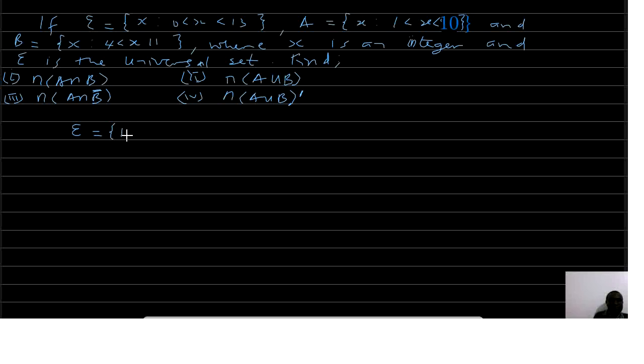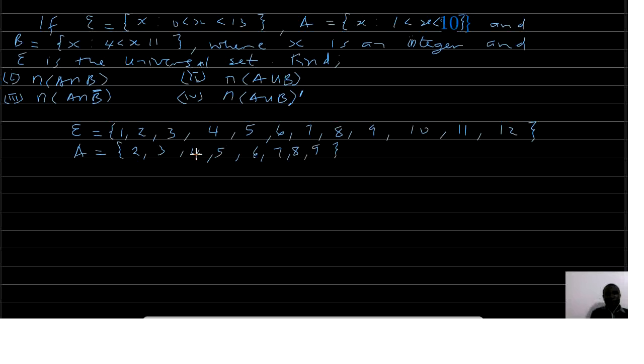We shall start from 1, 2, and so on up to 12. So set A equals, we shall start from 2, 3, 4, and so on up to 9. We have set B having values which range between 4 and 11, starting from 5, 6, 7 up to 10.